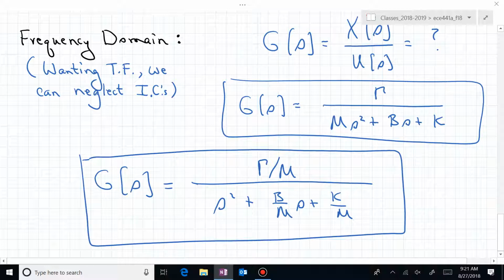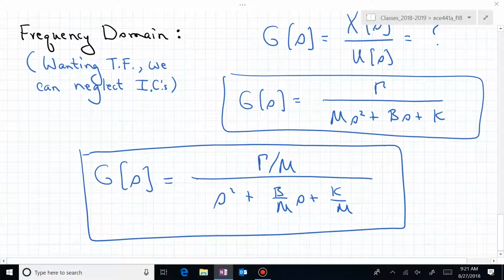And if you didn't get that, if you have questions, ask your buddies after class or come see me in office hours and we'll work through those steps. But you should feel comfortable with that being your transfer function.